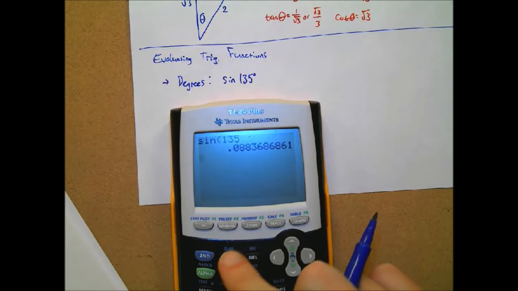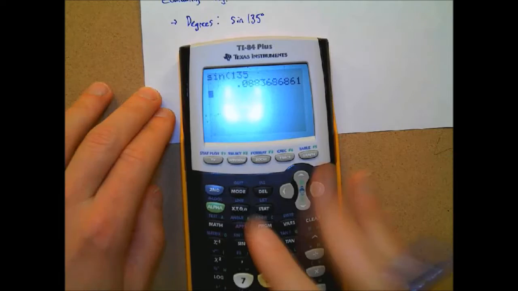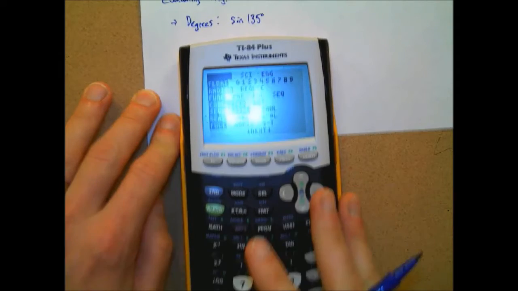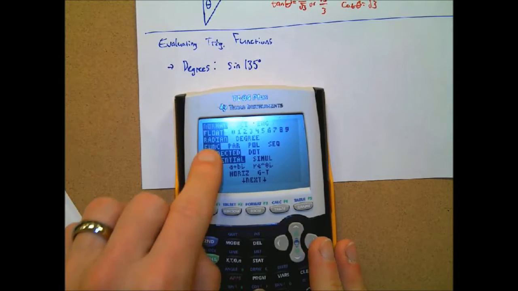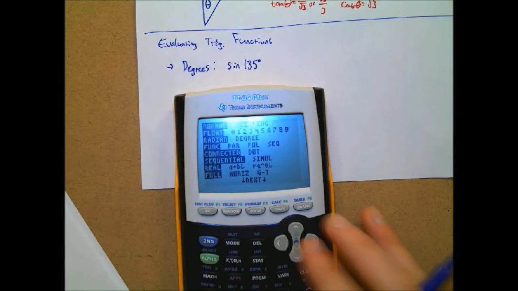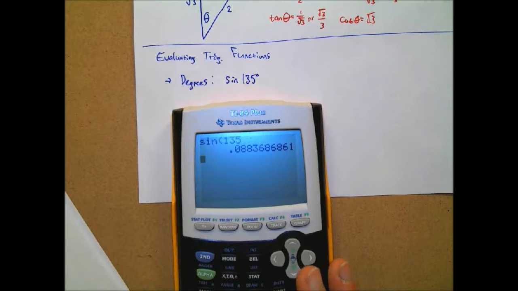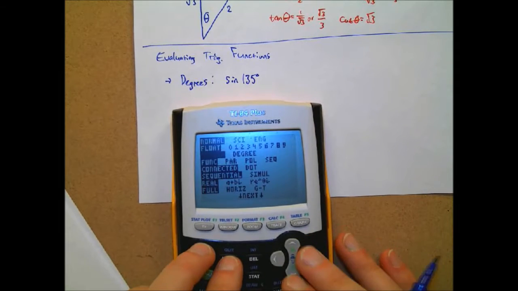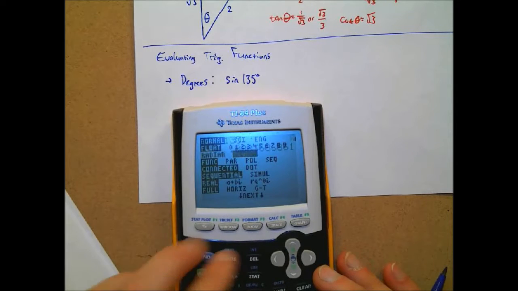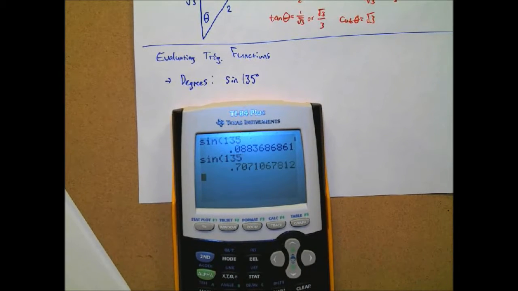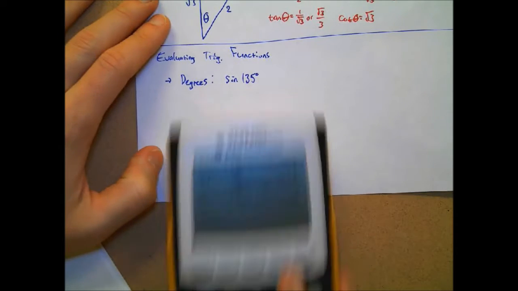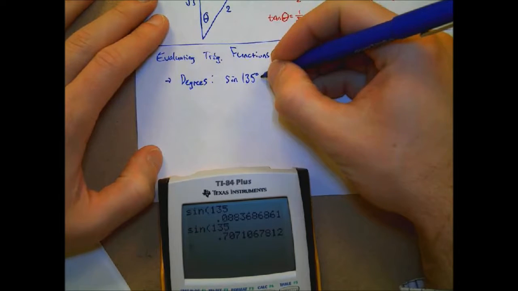So if you press the mode button here, and you look, you'll see that I currently have radians highlighted. And so what that did is when I did sine of 135, it gave me the sine of 135 radians, not degrees. In order to fix it, you have to go down here, highlight degree, hit enter, and now when I do sine of 135, it still gives me some crazy decimal, right? But at least now we know that is the right answer. I'll just approximate it here, 0.707.